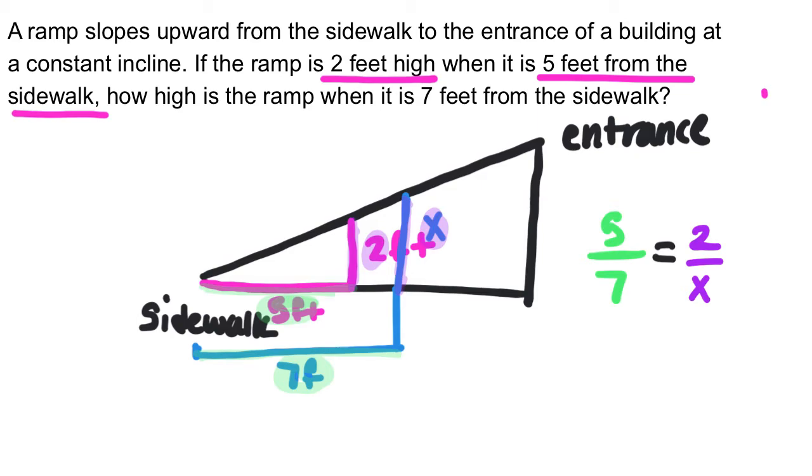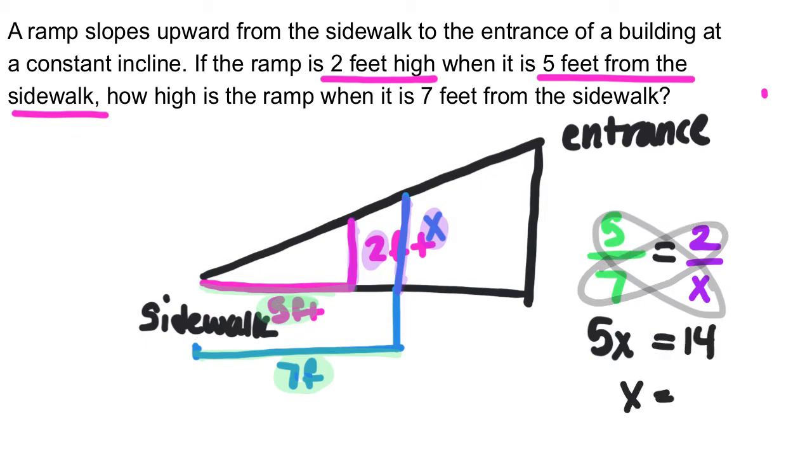So if I want to solve, I would cross multiply. So I do 5 times x, which gives you 5x, and 7 times 2, which is 14. And then when I divide both sides to solve, I get 14 divided by 5, which gives us an answer of 2.8 feet.